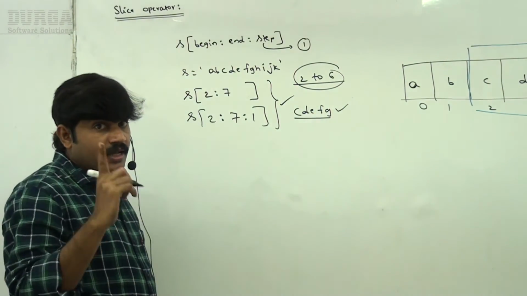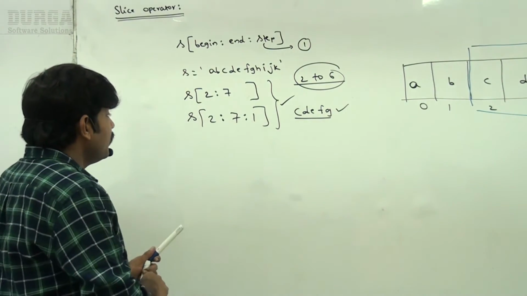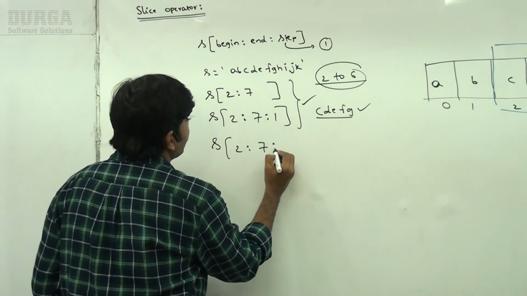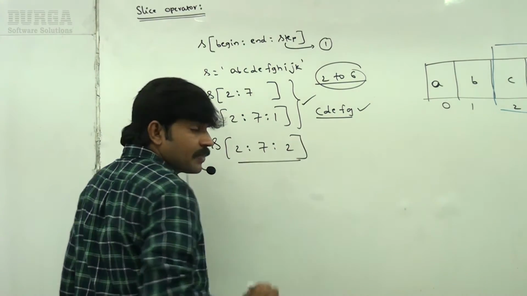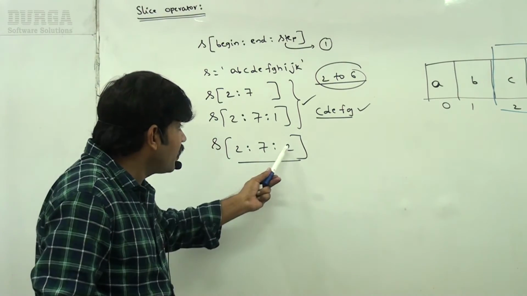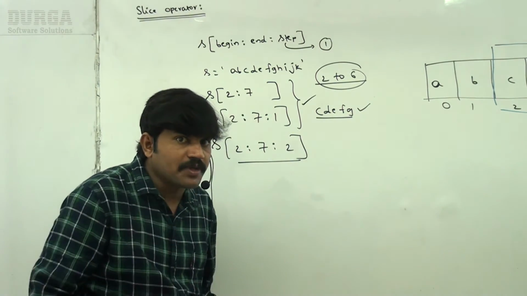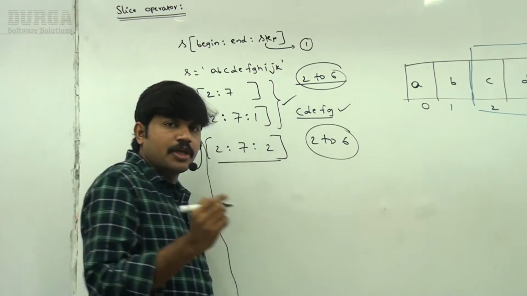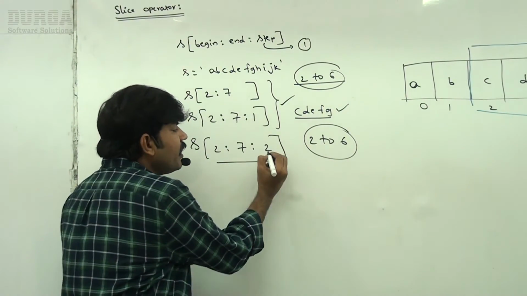Now take a bit of very special care. I am taking S of 2 to 7 colon 2. What is the value of step I am taking? 2. So that means from 2 to 6, can you please consider every second character?